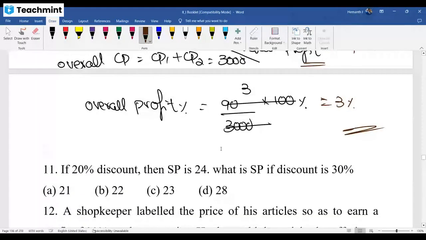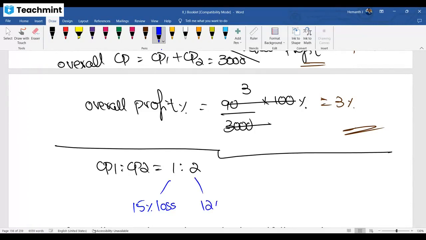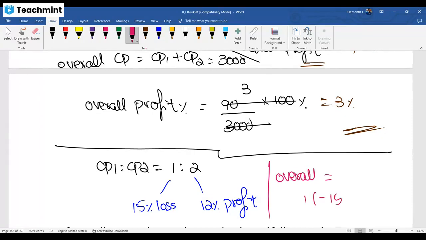So what's the shortcut for this question? Simple thing. The shortcut is only 2 lines. What is the CP1, CP2 ratio? CP1, CP2 is 1:2. The first one is 15% loss, the second one is 12% profit. Overall, you have to calculate, right? So see overall: 1 into minus 15%. Why minus? Plus 2 into 12%. That is a positive term only. What are this 1 and 2? This is the ratio. Divide by 1 plus 2.